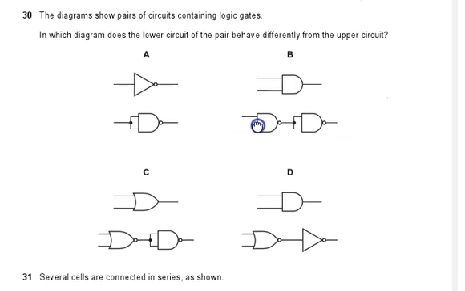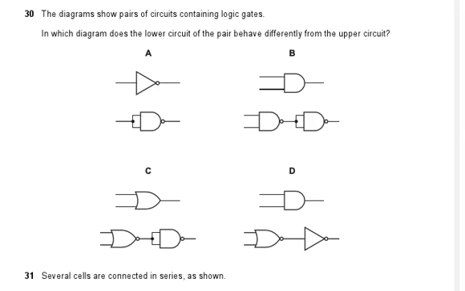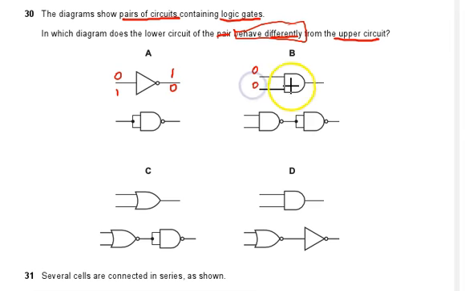Number 30, the diagram shows pair of circuit containing logic gates. In which diagram does the lower circuit of the pair behave differently from the upper circuit? Behave differently, it means they are giving an opposite output. So should be here. This is NOT gate. This is 0, 1 or 1, 0. This is AND gate.